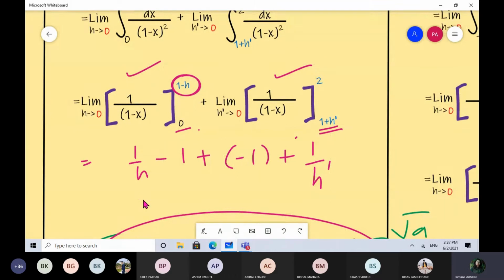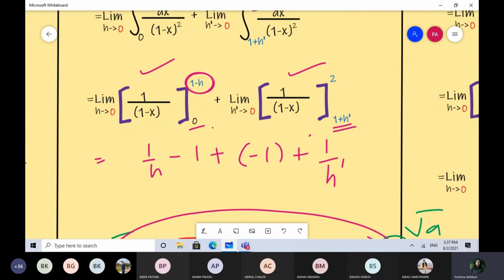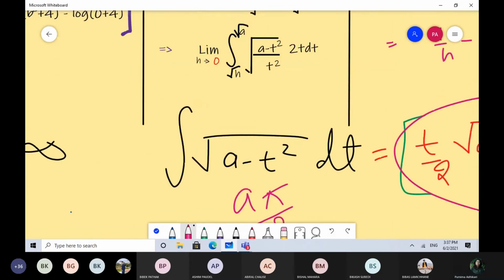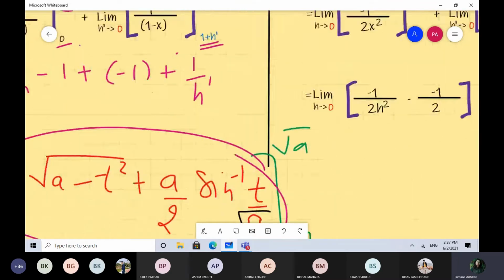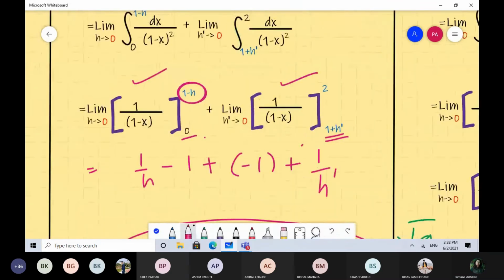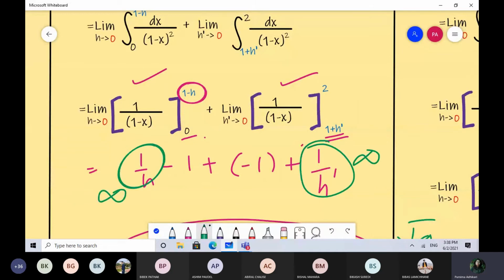So what's happening? 1 over 0 is also infinity. 1 over h dash, 1 over 0 is again infinity. So infinity minus some constant is again infinity. This is also going to give you infinity. This is also going to give you infinity. Infinity plus infinity is infinity. Infinity minus 2 is also infinity. So your final answer is infinity, or you can say the integral does not exist. Does not exist, DNE. All right. So here your integral does not exist.